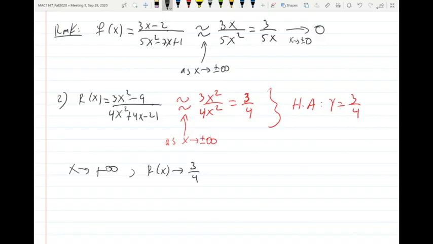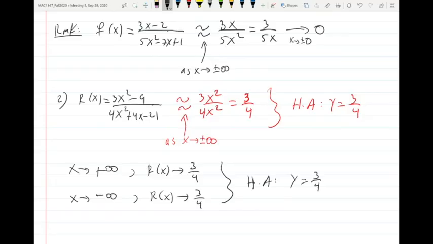Okay. So what's the end behavior? When x approaches positive or negative infinity, our function approaches 3 over 4, which, as I drew above, means that's a horizontal asymptote. This is the end behavior of the function. And notice that this 3 over 4, what is it? It is the ratio of the leading coefficients.